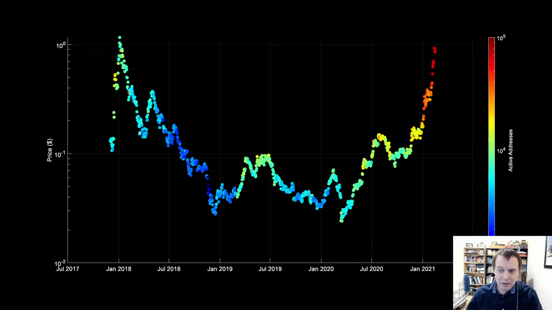This shows the price versus time, color-coded by the number of active addresses, but on a log scale. So hopefully this provides another interesting perspective to see that we have more active addresses now than we did back over here, but we're at a lower price. Hopefully with a few more weeks, maybe this will change.